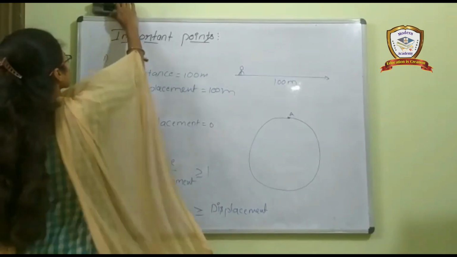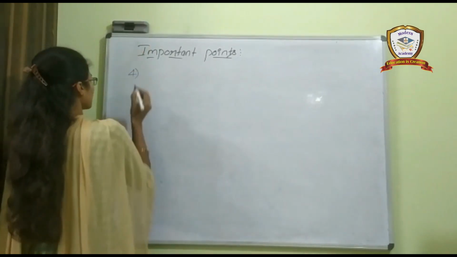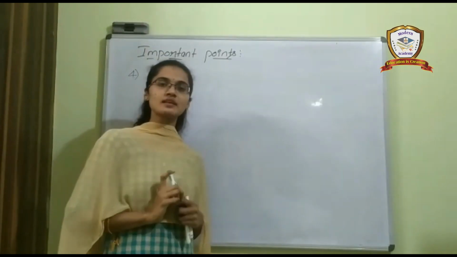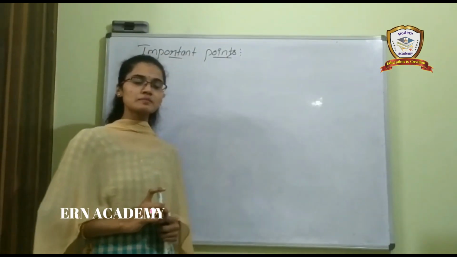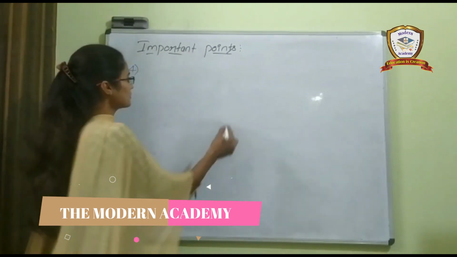And next point, fourth point. Distance can never be 0, never be negative. It is always positive. But displacement can be 0, can be negative and also positive. I will give an example.